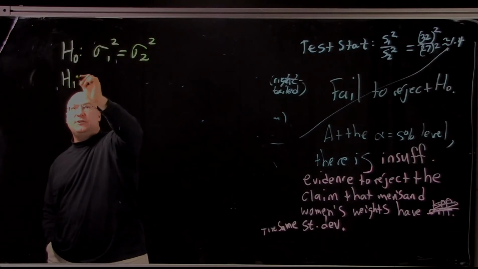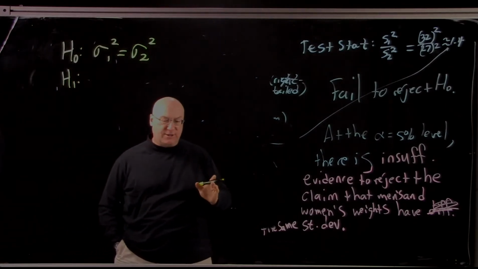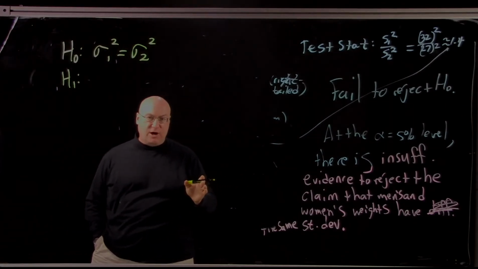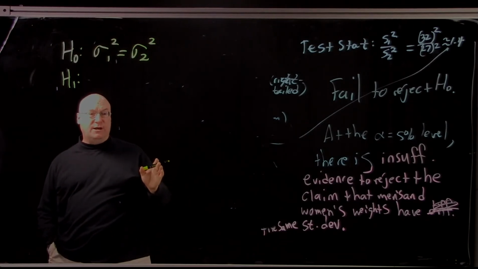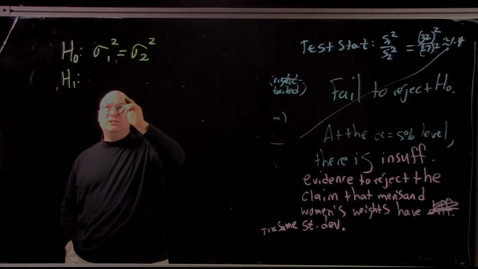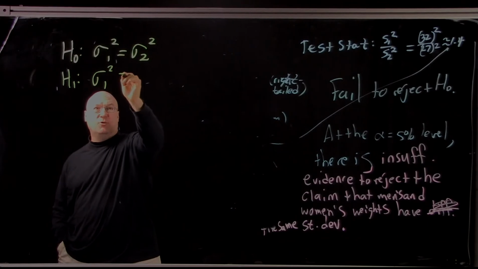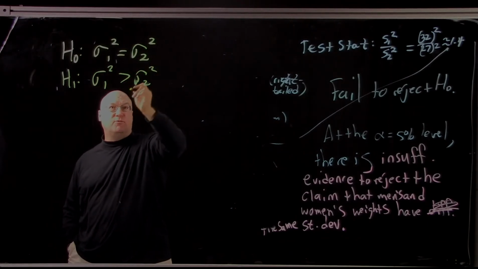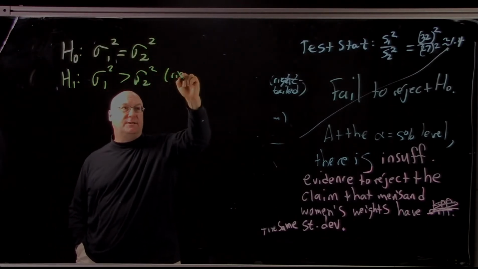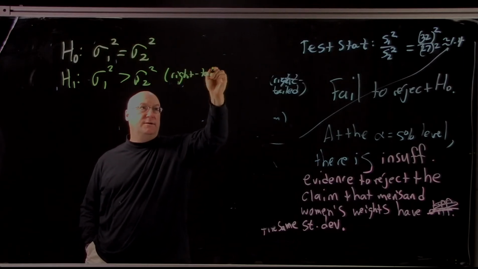What is the alternative hypothesis? Well, we are now rigging it so that the larger sample came from what we're calling process 1. So sigma 1 squared is greater than sigma 2 squared, and we will be doing a right-tailed test. Right-tailed.